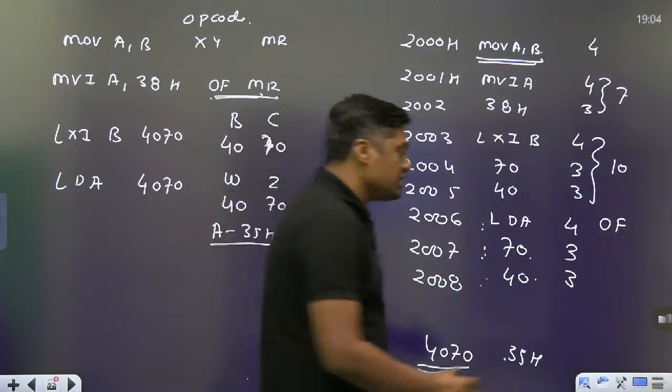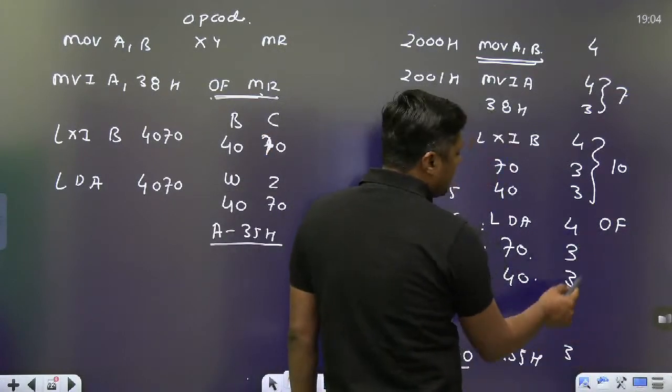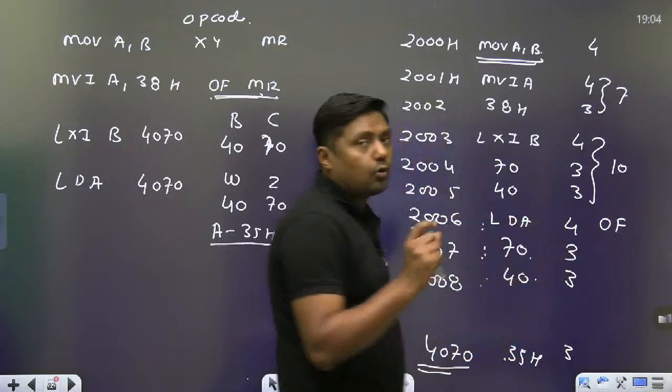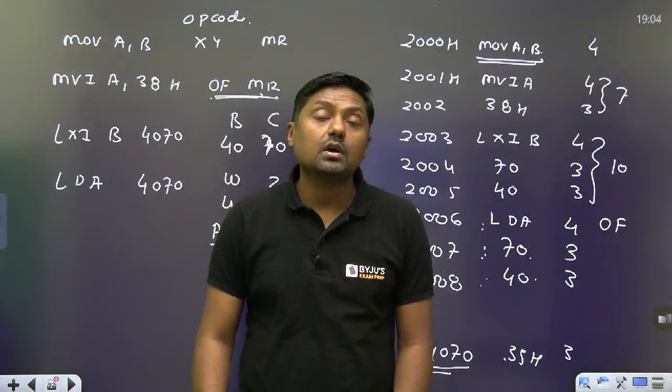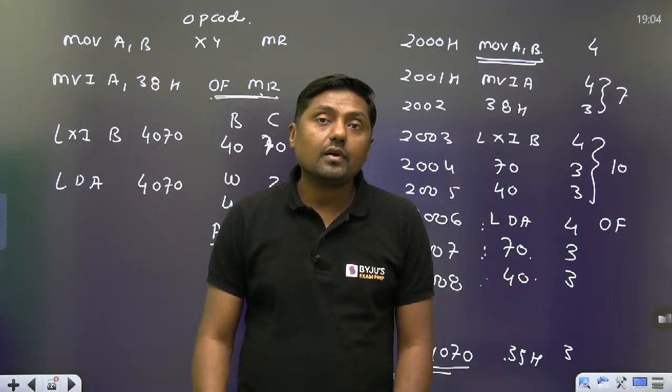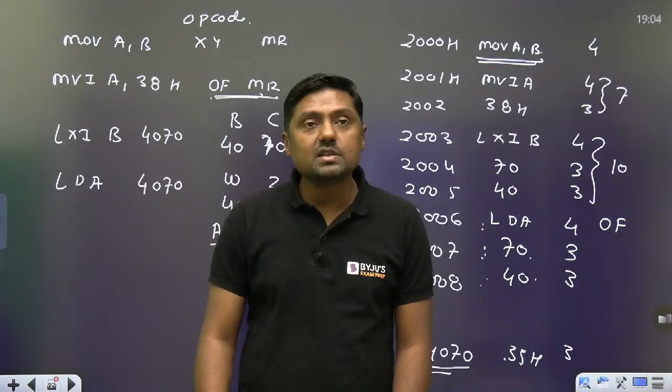So how many total T states? 4, 3, 7, 3, 10, 3, 13. 13 T states: 4 plus 3 plus 3 plus 3. That is, a total of 13 T states is required to execute the LDA instruction. Now I think it is clear.